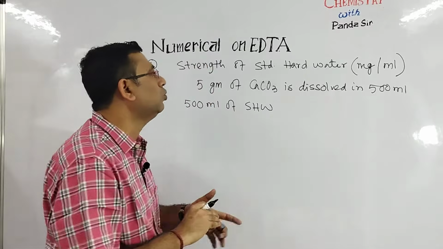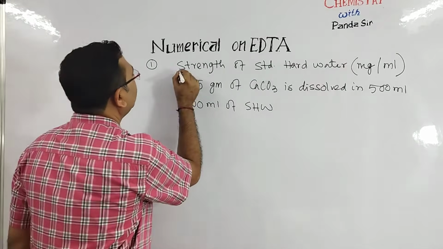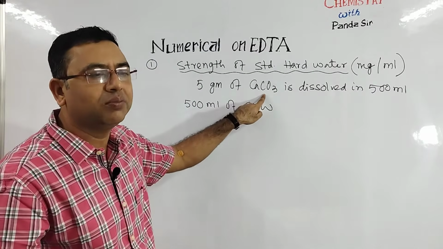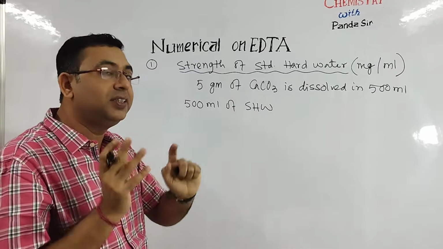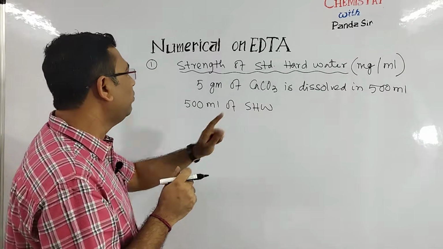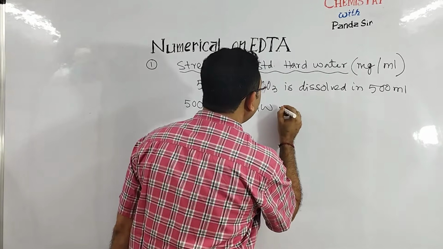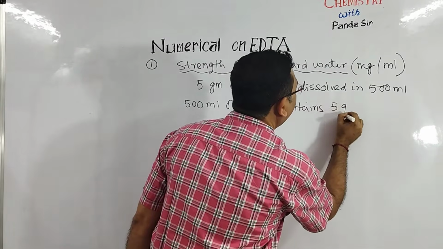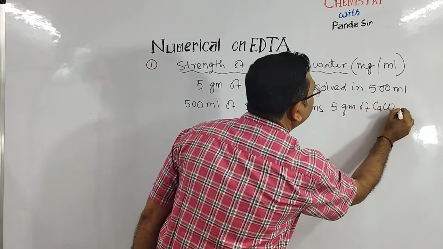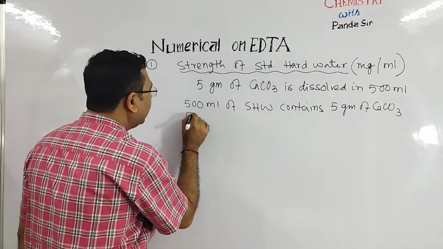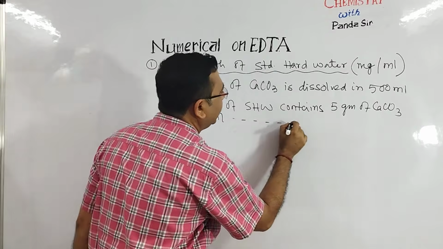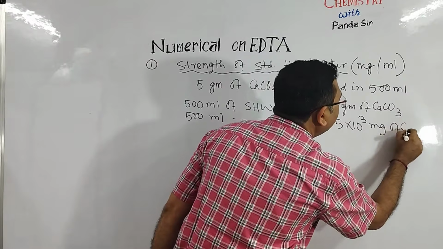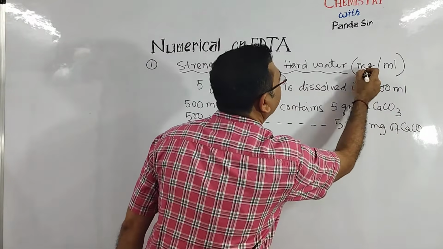Now the question is coming, sir, why are you saying this is standard hard water? Because we know how much calcium carbonate is present in the water. That is the reason it is known as standard hard water. So 500 ml of standard hard water contains 5 gram of CaCO3. Can I write that 500 ml of standard hard water contains 5 into 10 to the power 3 milligram of CaCO3, because I have to convert into milligram.